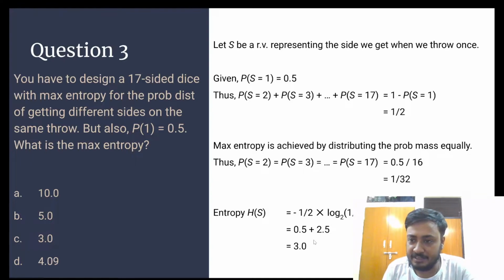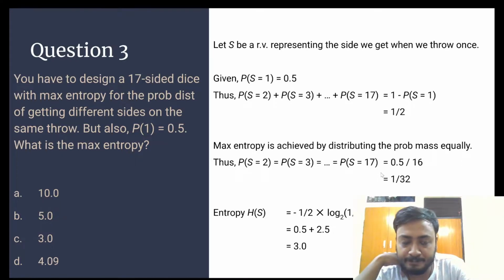So this is a very simplistic problem. The only trick in this problem was that you have to design it for maximum entropy, and that is why we have to distribute the probability mass equally. That is the only trick in this problem. Alright. So do you have any doubts regarding this particular problem? Alright, I guess not. So let's go to the next one.